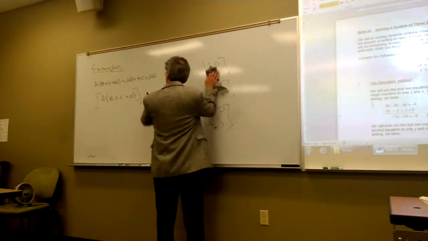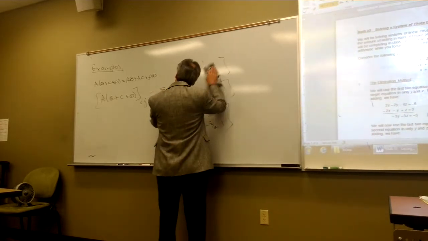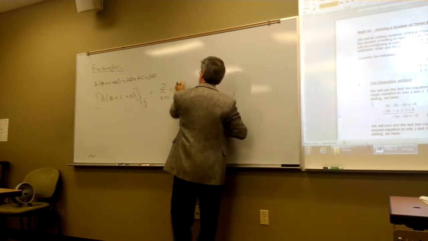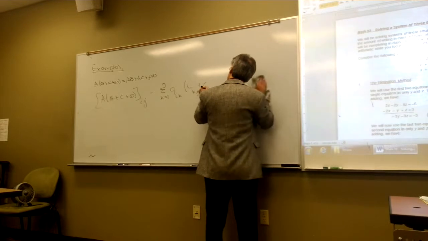I think as a result of multiplying two matrices, I know I got the sum as k ranges from 1 to n of a sub ik times, oh, bunch of stuff, b sub kj plus c sub kj plus d sub kj.